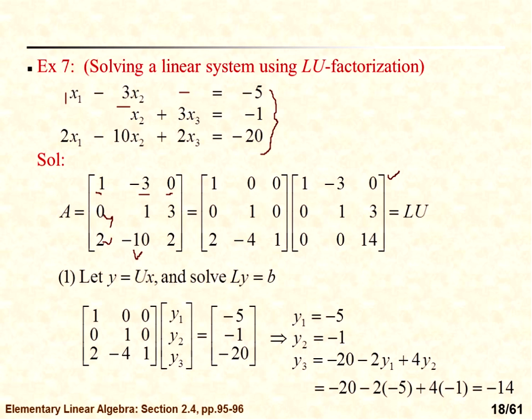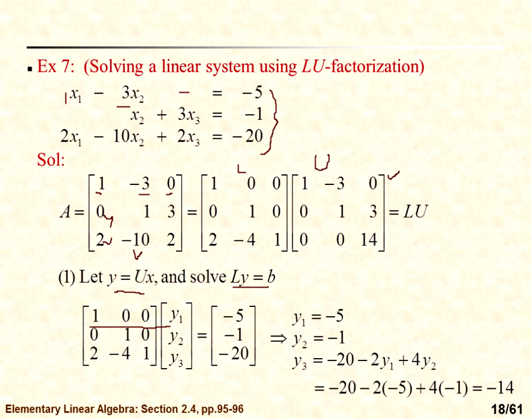Now, as step number 1 from before, it says that y is equal to Ux, and solve Ly is equal to b. So y is equal to Ux, where y is y1, y2, y3, and we obtain 1, 0, 0, and 0, 0, 1 from the matrix. This is a lower triangular matrix, and this is an upper triangular matrix. So y is equal to Ux, and with this help we will solve it.